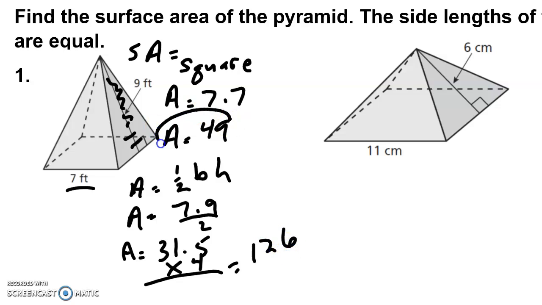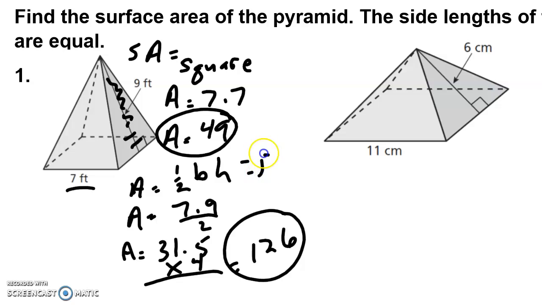Now, I want the area of the base and the area of the triangles added together. I'll give you a second to think about that. Use your calculator, and we get 175 square feet. Let me give you just a second to pause this video and write that down.